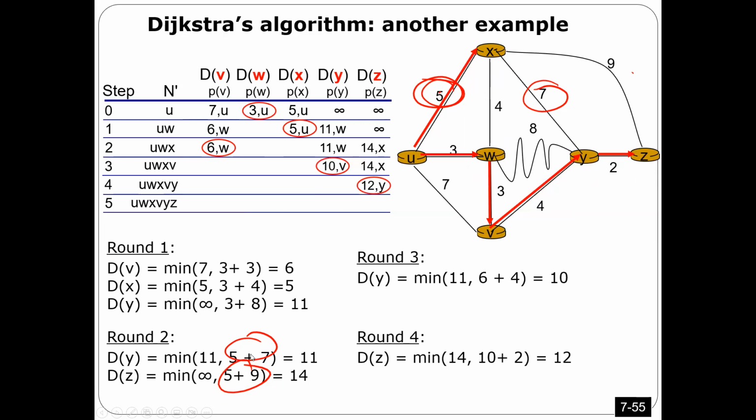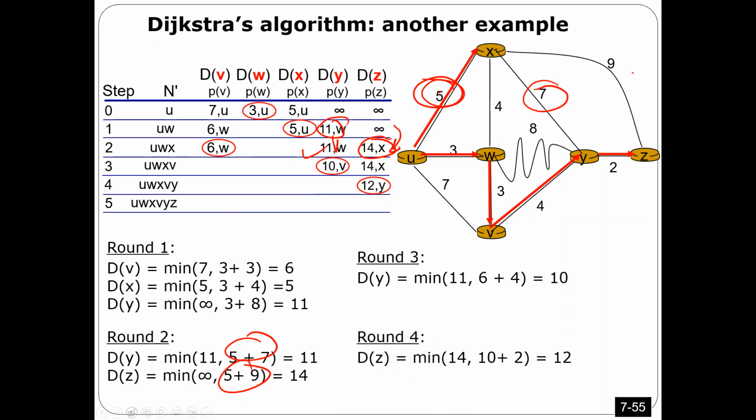Compare to what you have. What I have here right now is 11. I already can reach Y using 11. Now I have another option, which is 5 plus 7, which is 12, and that is worse. So I'm not going to update this one; I'm going to keep it. But let's look at the second one. The option I have right now is infinity, but I found 14. 14 is better, so I'm going to update this one. If you want to go to Z, you can go to Z through X, and the cost is 14. Is that okay?